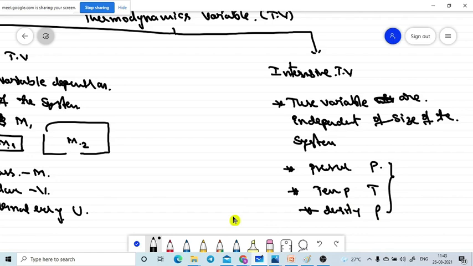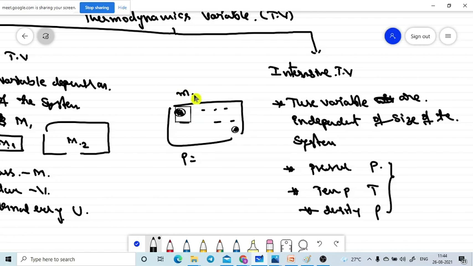Because take the pressure. If you take this size of the system, we are taking the pressure. If you go to a bigger system, the same pressure will appear in the same type of system. Even if you take a larger volume, the pressure is the same. Depending upon the volume, the mass value will increase. Depending upon the size, the area of cross section will increase. But the size won't affect the pressure.